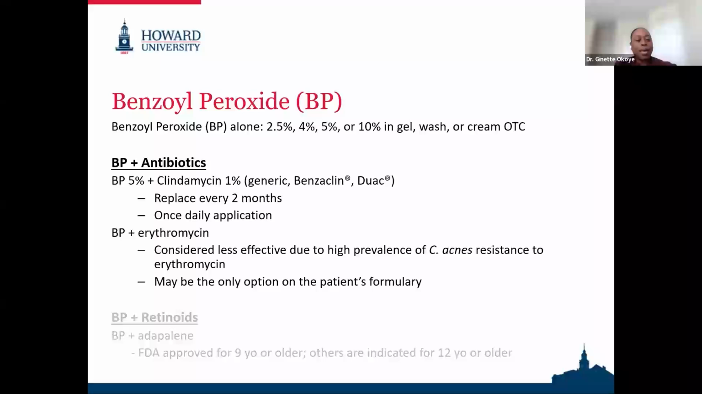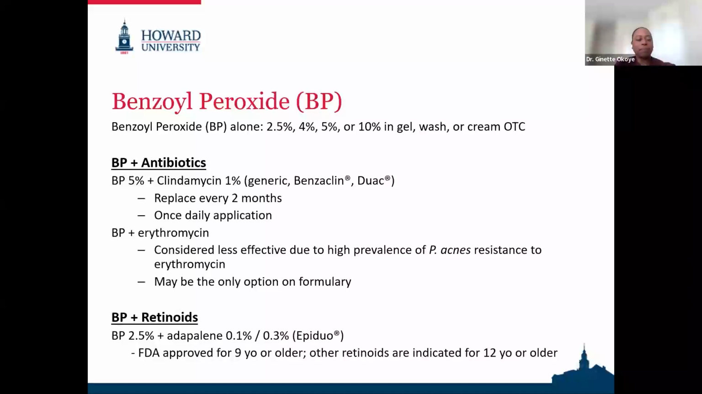And then there's benzoyl peroxide and erythromycin, which is a much older drug. It's considered to be less effective because there's a lot of C. acnes resistance to erythromycin, but sometimes it's the only option in my patient's formulary. And so I think it's certainly still better than nothing. And since we don't use topical erythromycin that much anymore, I wonder if some of those resistance issues aren't as big a deal right now. I don't know. It seems to work just fine.